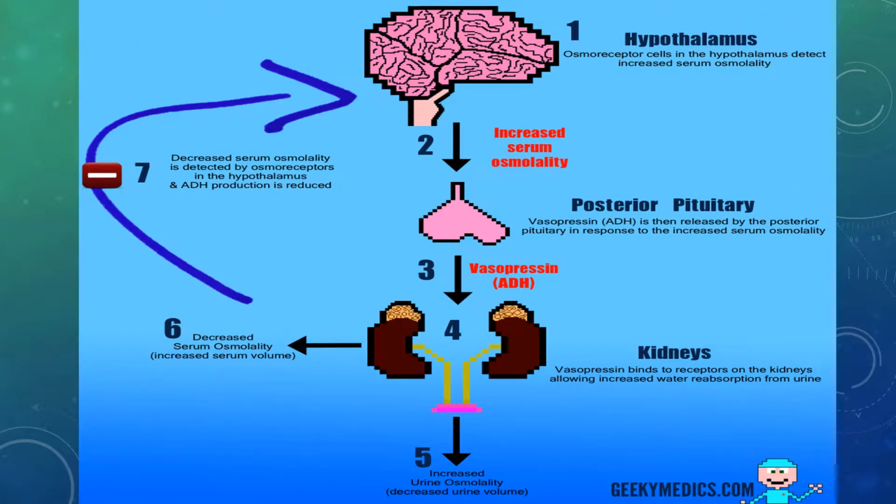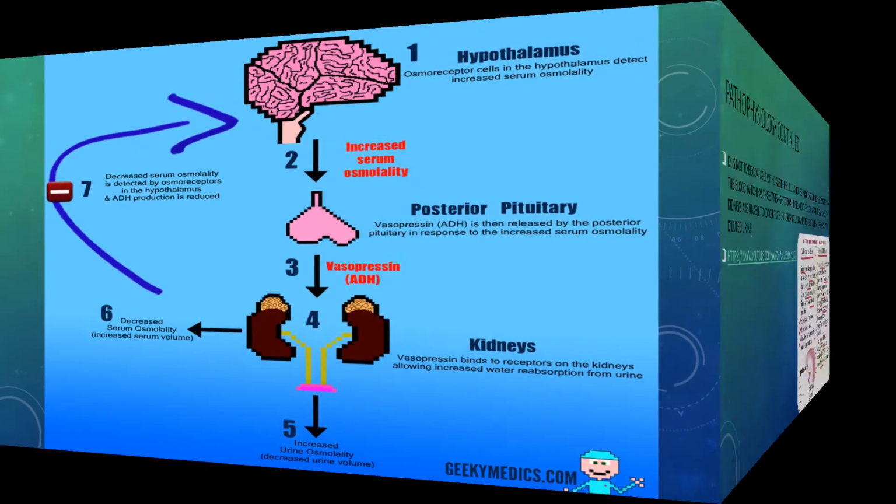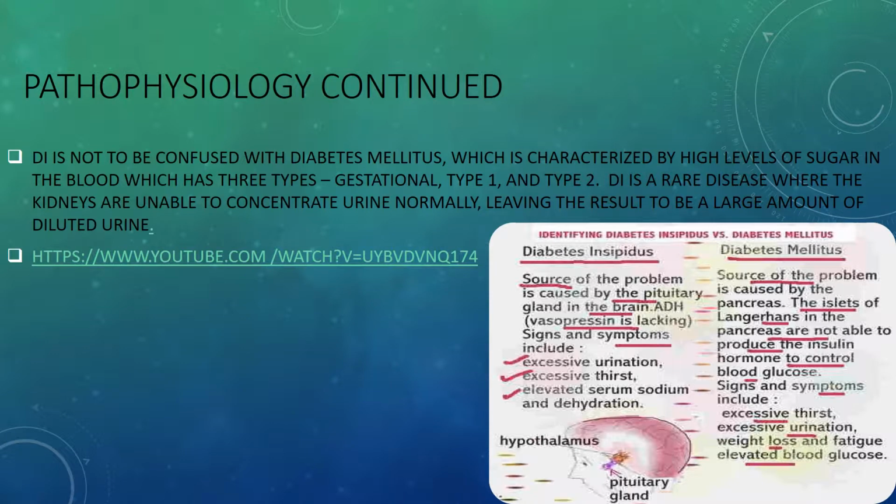I thought this was a really good diagram to show you how ADH is produced, what it's used for, and how it affects our body. This just gives you a better description of why we need the hormone. You should really understand why diabetes mellitus is different from diabetes insipidus. Diabetes mellitus is characterized by high levels of sugar in the blood, while diabetes insipidus is a disease where they're unable to concentrate urine normally, resulting in a large amount of diluted urine.